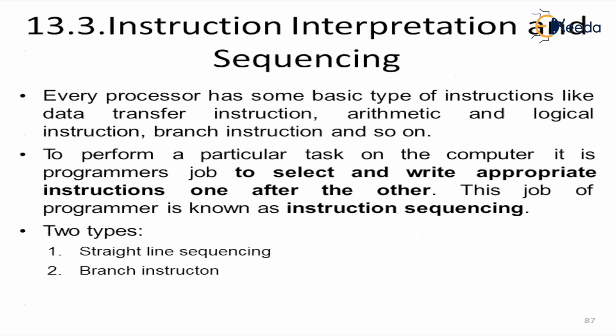Now, instruction interpreting and sequencing. Each processor has some basic types of instructions like data transfer instructions, arithmetic and logical instructions, branch instructions, and so on. To perform a particular task, it is the job of the computer programmer to select, read, and write appropriate instructions one after another. This job of the programmer is known as instruction sequencing, which can be called straight line sequencing, and it will also be called branch instruction.